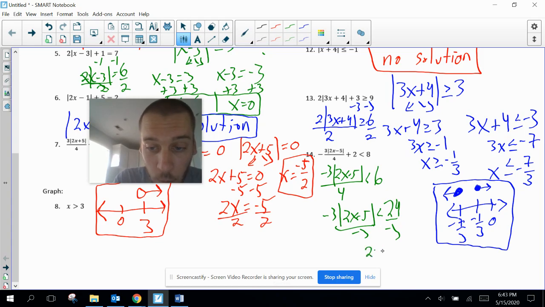So we've got 2x minus 5 in the absolute value is now greater than negative 8. And when is a positive number bigger than a negative number? That's going to be always.